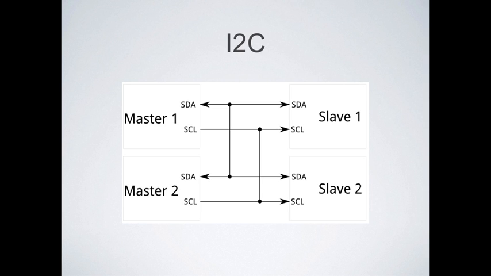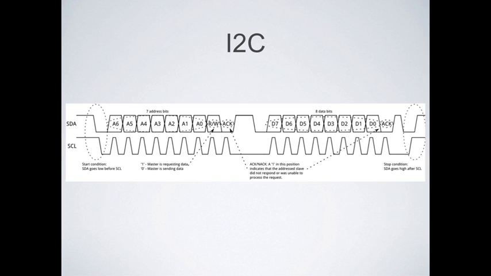And SDA stands for serial data line, and SCL is the serial data clock. So you have a clock and you have data. So the difference between a serial data communication packet and the serial data communication packet for I2C is that you have an address frame.